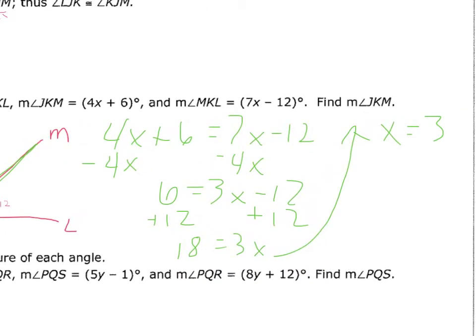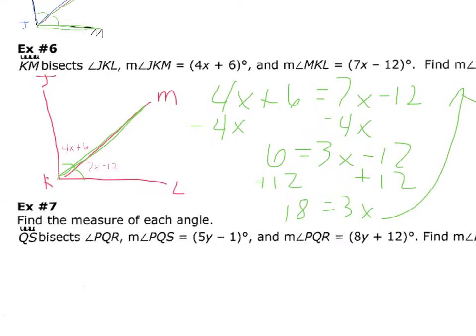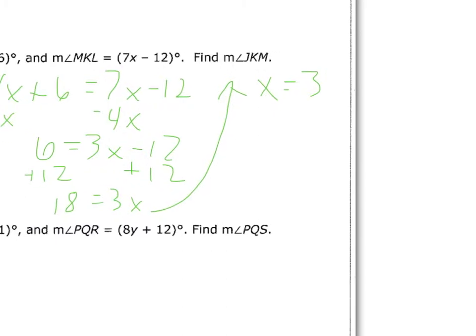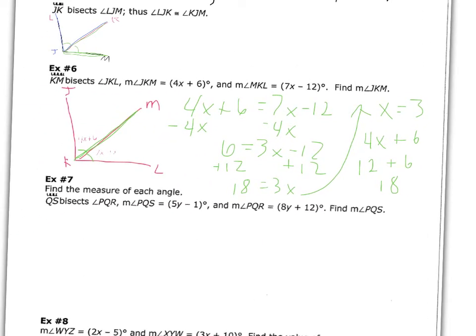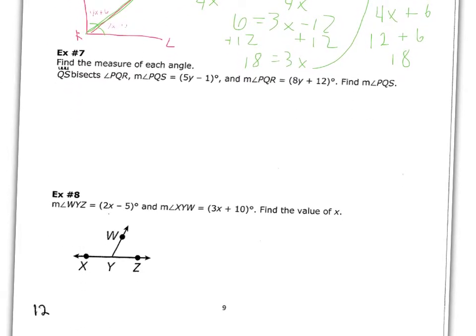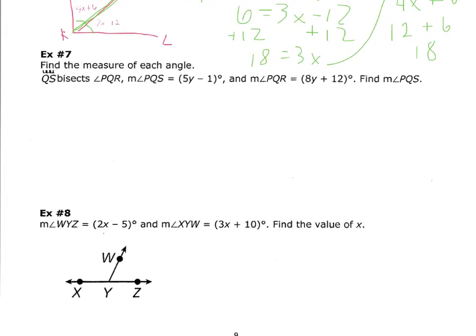Since our x equals 3, we need to plug that into JKM. Since we know JKM is 4x plus 6, we plug in 3 for x, which is 4 times 3, which is 12, plus 6, and that gives us 18. So JKM gives us 18 degrees. Not so bad. Alright, let's try another one.